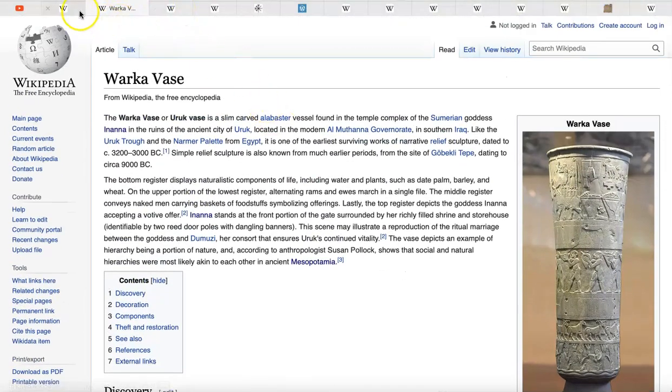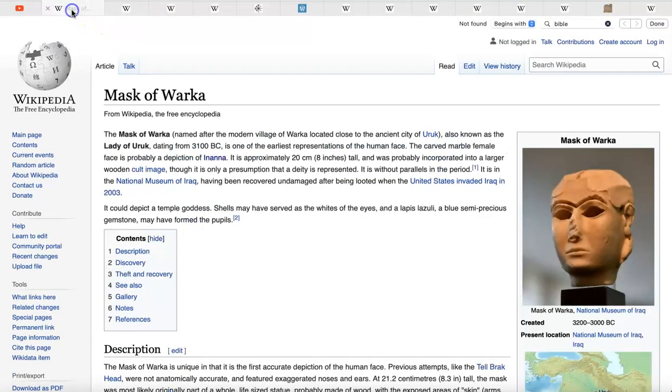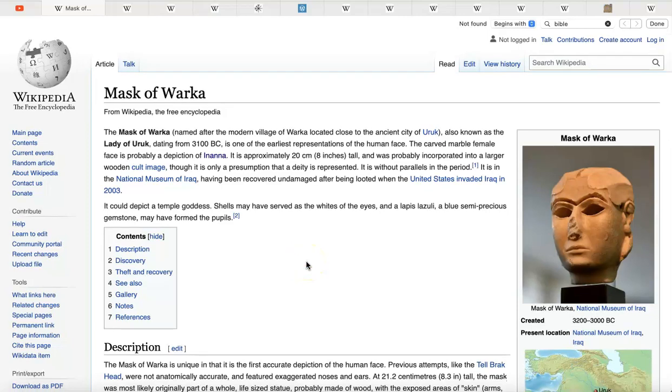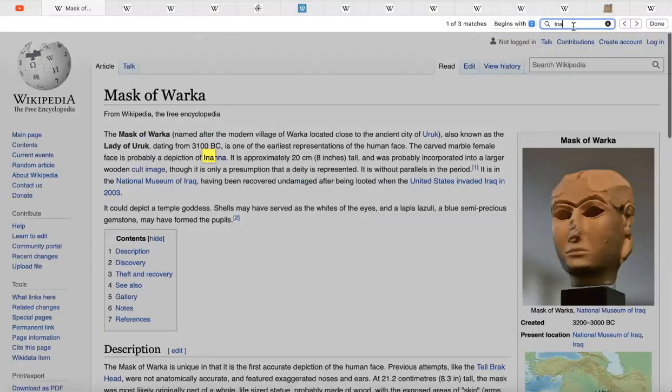Let me go on to the next one. I'm looking at this now, and I started off with this, the Mask of Warka. And this is important because it's yet another depiction of Inanna. We assume that it's Inanna. Here I go again with my control F. If it wasn't for control F, it saves me a lot of time. Anyway, the Mask of... I read this first sentence already.